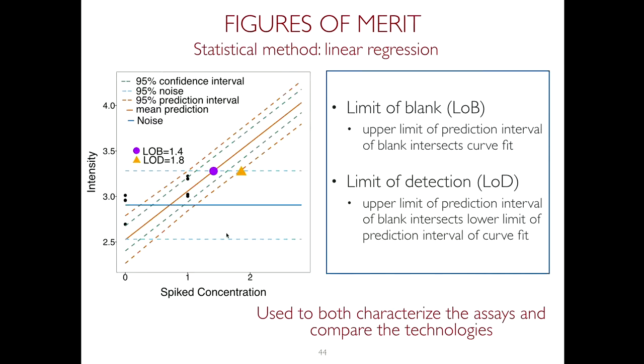And then limit of detection considers not only the prediction interval for the noise, but also the prediction interval for the actual analyte. So limit of detection will be where the lower prediction interval of the straight line intersects the upper bound of the prediction interval of the blank samples. Just to also point out that a prediction interval is different from a confidence interval, right? The confidence interval characterizes how confident we are in the curve itself. The prediction interval is the range of values we can expect in the future from this curve. These are the two quantities we want to use. And so, yeah, we use both to characterize the assays and compare the technologies.